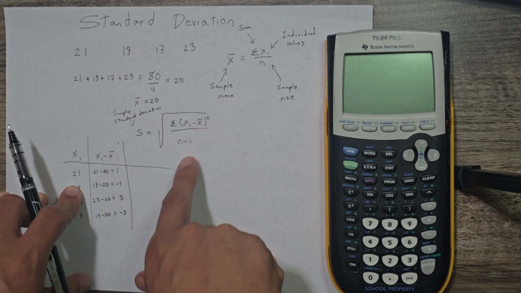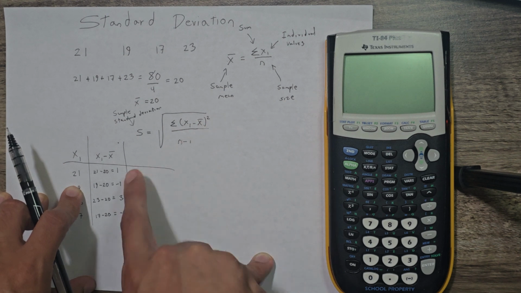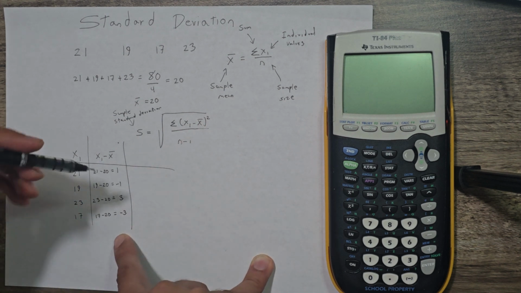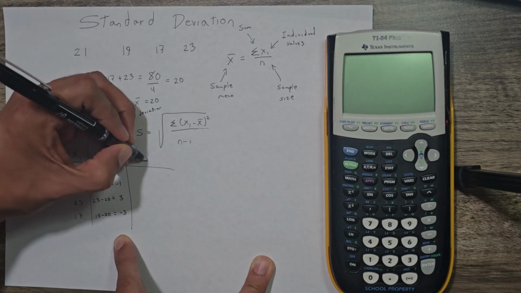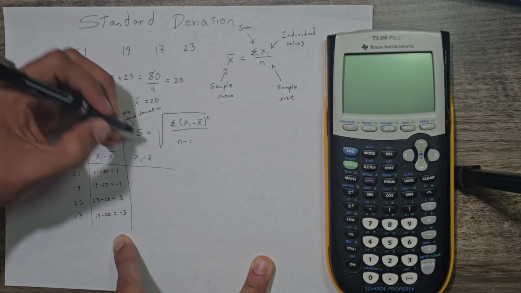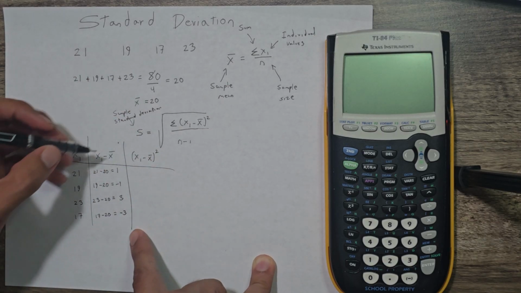Next, we're going to do exponents according to our order of operations. So that means we're going to go ahead and square each of these answers here on this column. So I'm going to go ahead and write the symbols for what we've already completed, and then include the squaring of that situation.